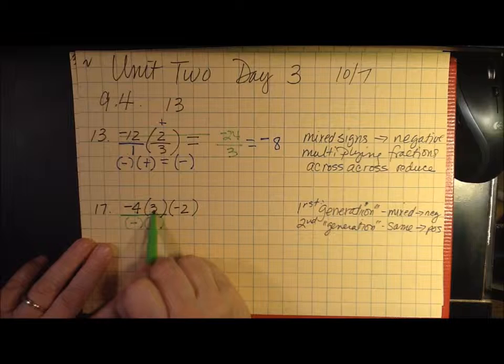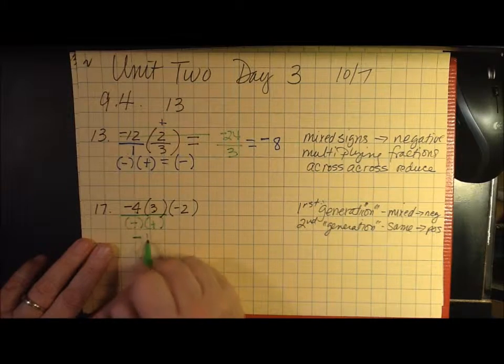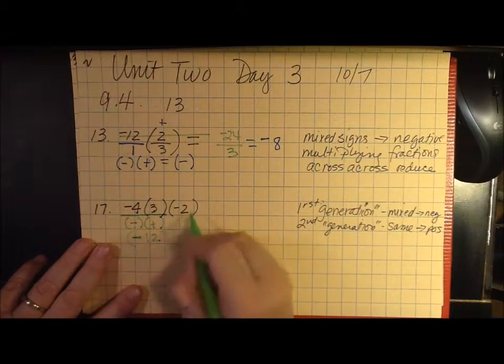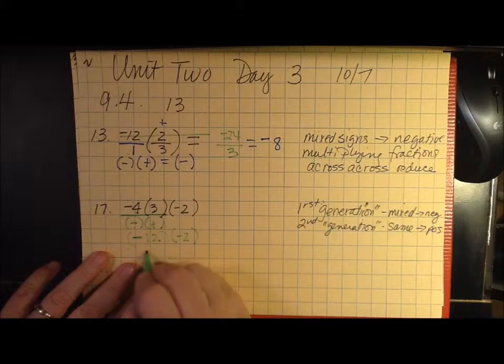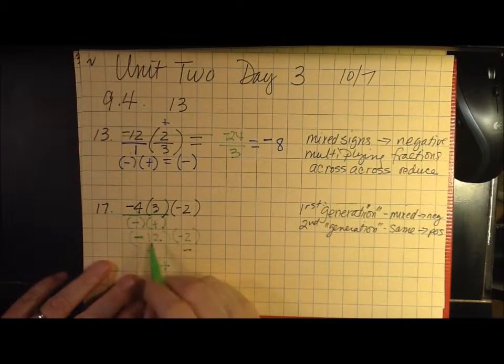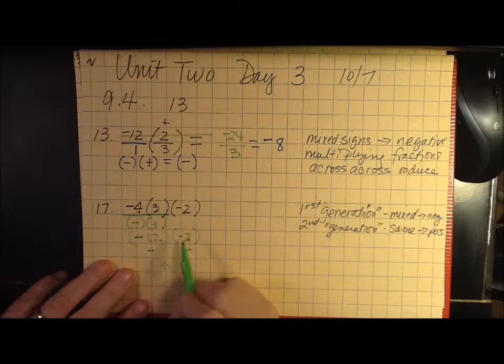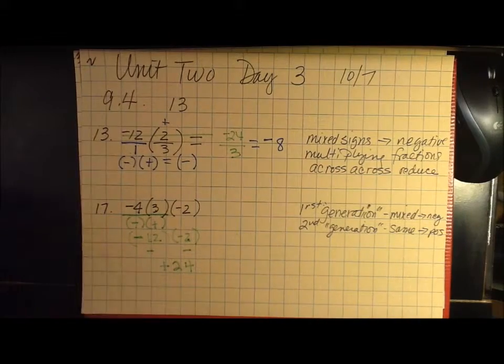4 times 3 is 12. A negative times a positive means a negative, so negative 12. And here I have a negative 2, and that's a negative times a negative make a positive, right? So 12 times 2 is 24. My answer is positive 24.